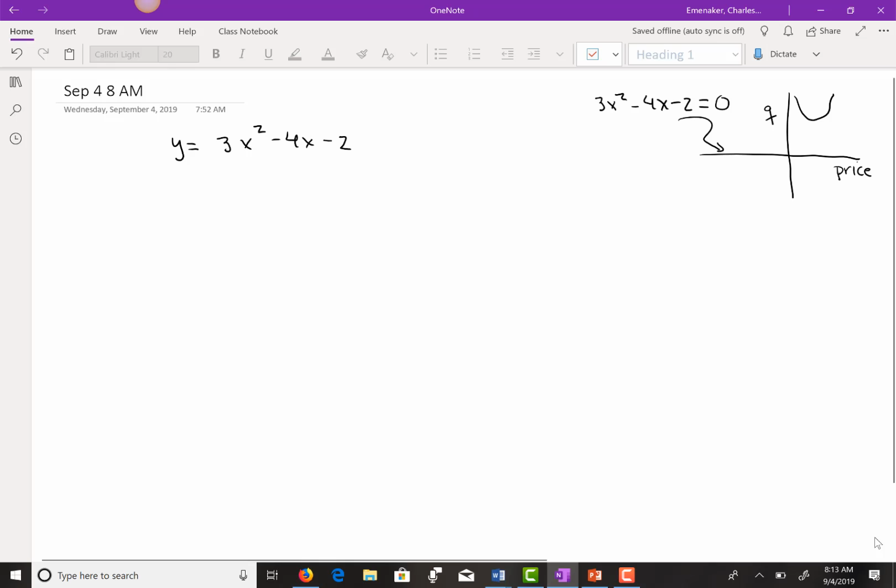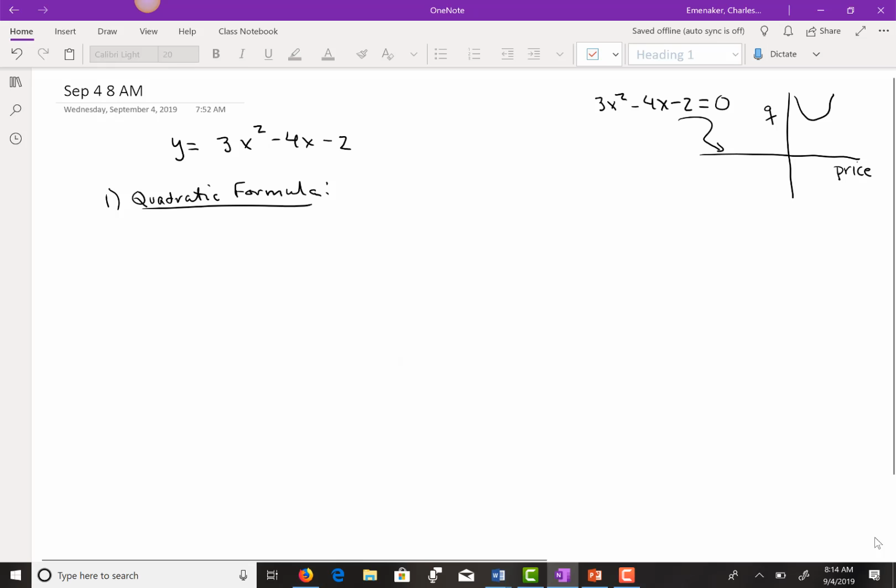Okay, one way to solve this is with the quadratic formula. Now, remember, you can only use the quadratic formula on quadratic equations. People try and use this on cubics and all kinds of stuff. It only works on quadratic equations. That's why it's the quadratic formula.